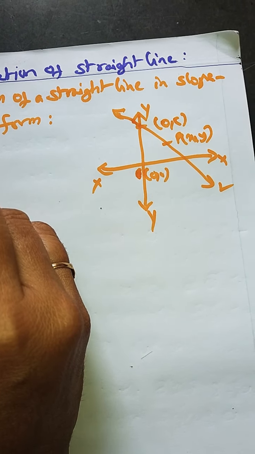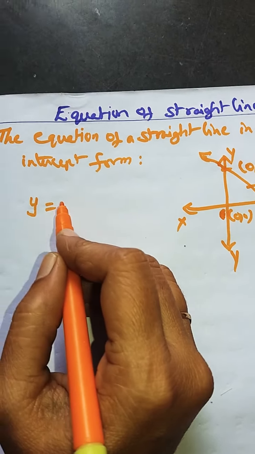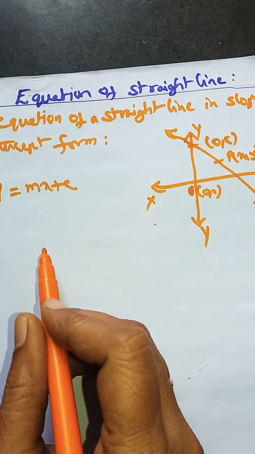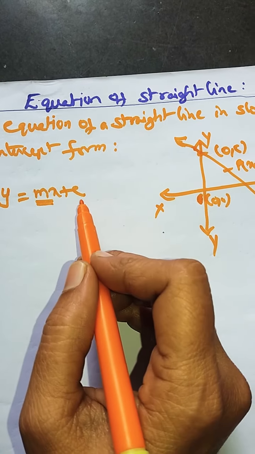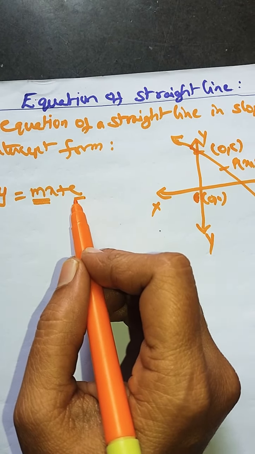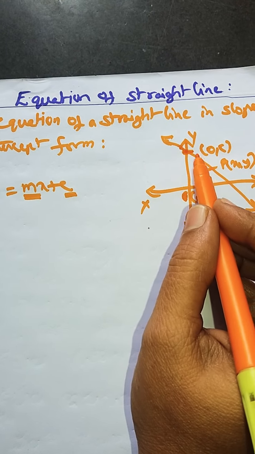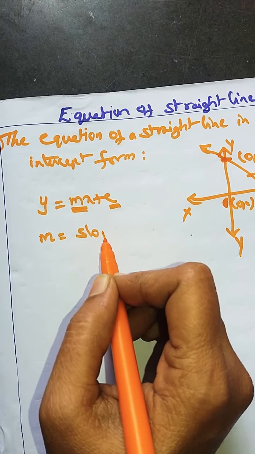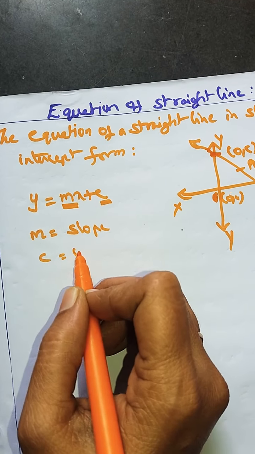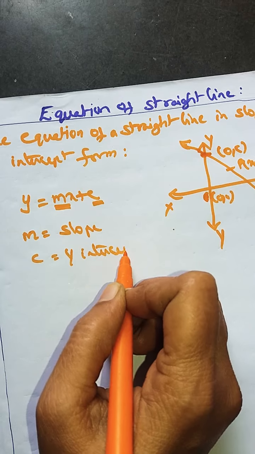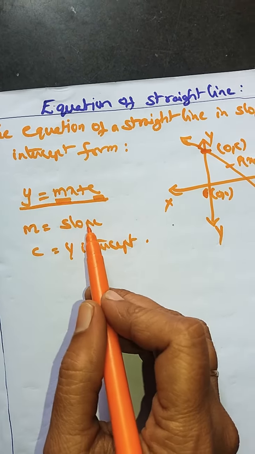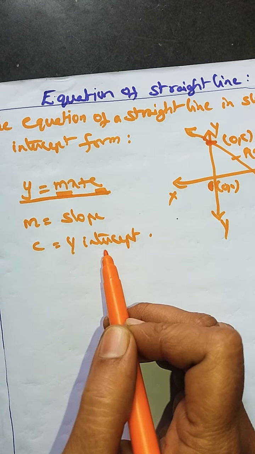Such a line is in the form y equals mx plus c. What is m here? m is the slope of the line. What is c? c is the y-intercept. So here m is the slope of the line and c is the y-intercept. We call this line the slope intercept form.